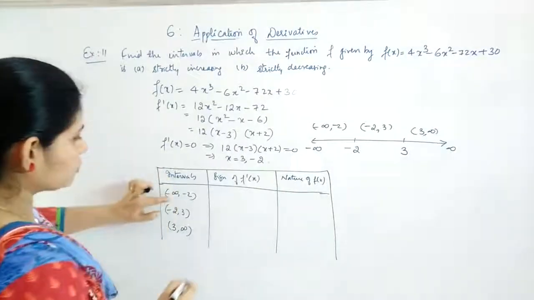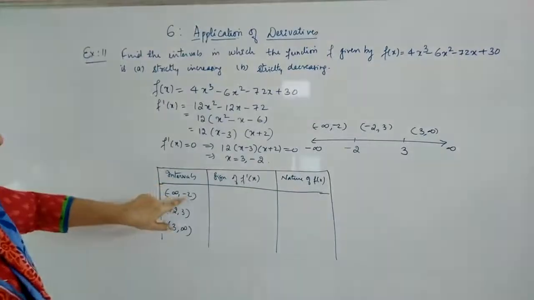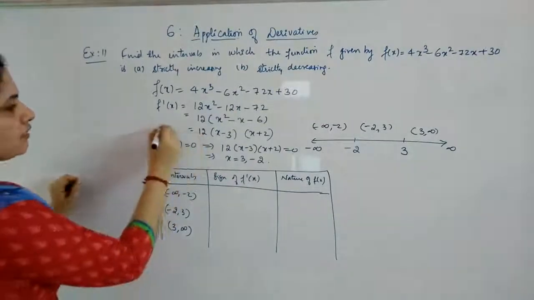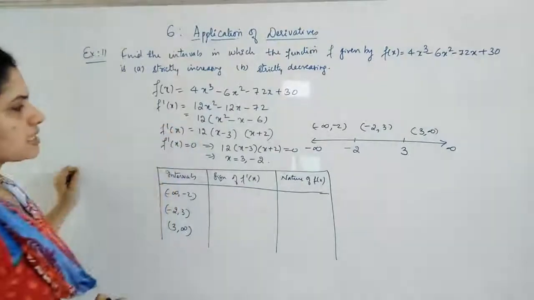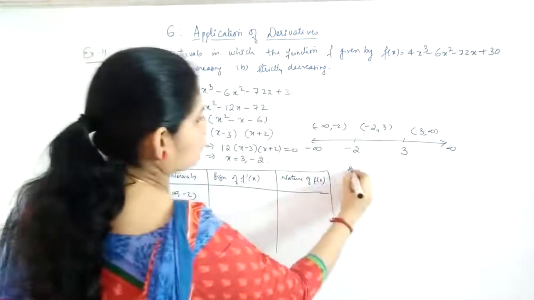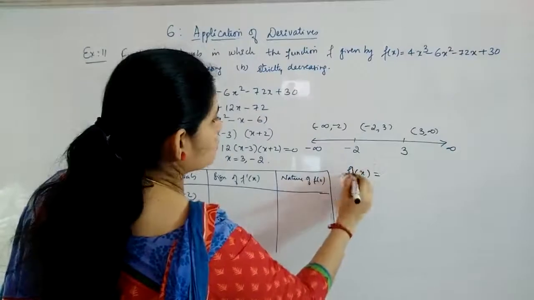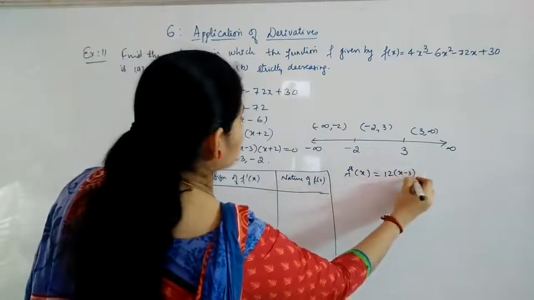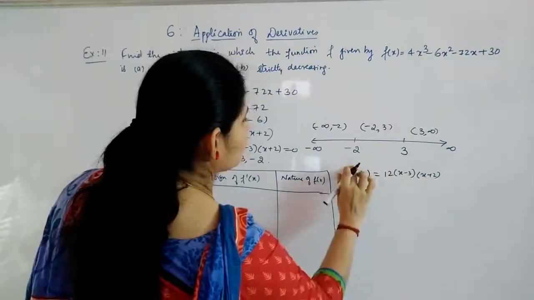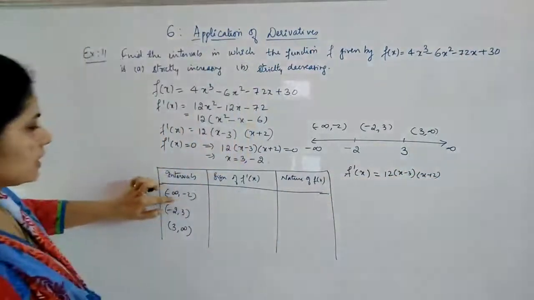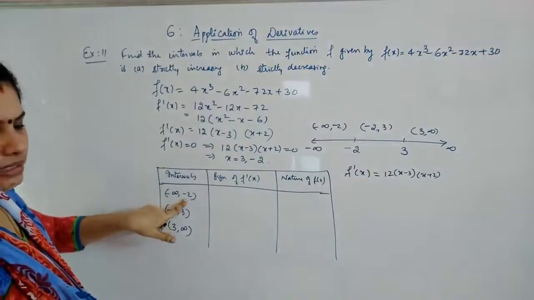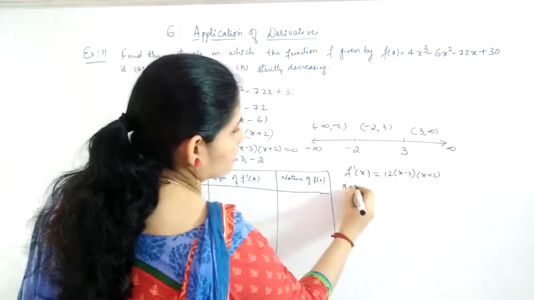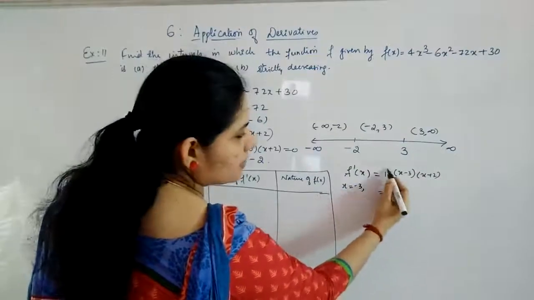So what you have to do is take any value between minus infinity and minus 2 and replace it in your f dash of x. f dash of x is equal to 12 into x minus 3 into x plus 2. In this one you have to replace it. What value are you taking? Suppose you are checking for minus 3.